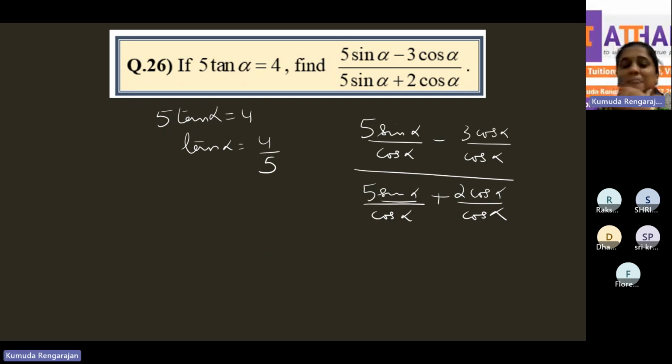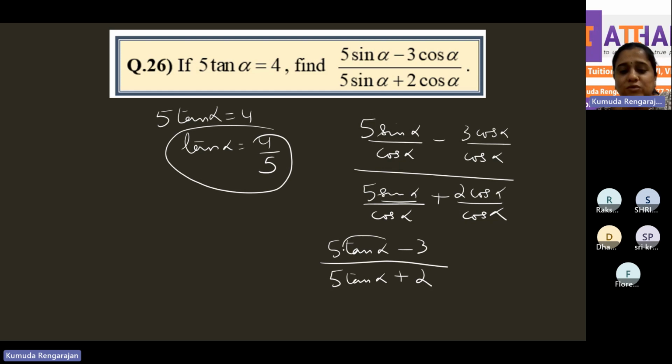Yeah, you can do that also. So, children, now what is 5 sine alpha by cos alpha? 5 tan alpha minus 3 divided by 5 tan alpha plus 2. Now substitute. Tan alpha we know is 4/5. So substitute 4/5 here, 4/5 here.